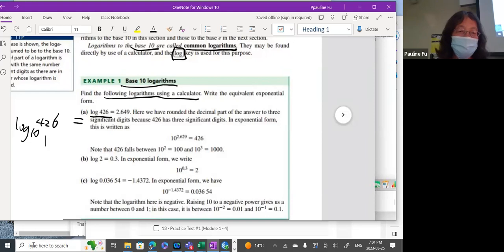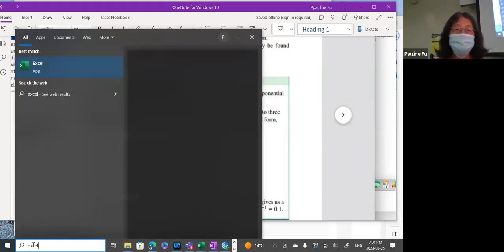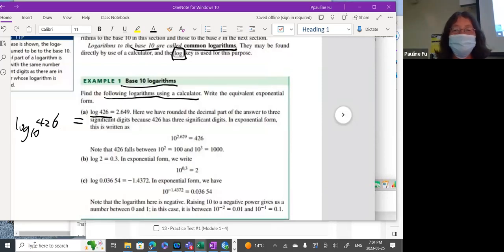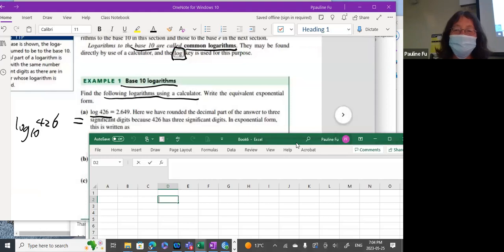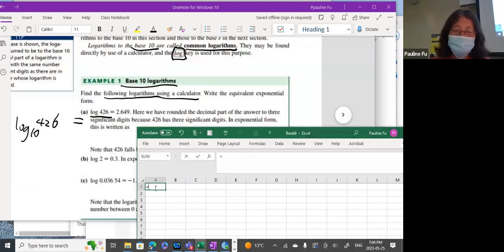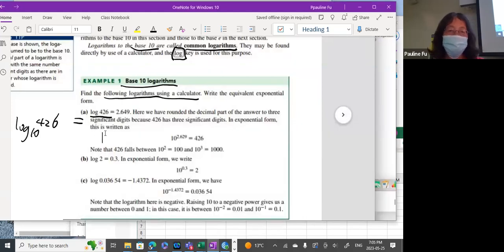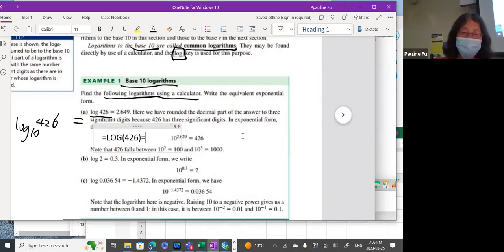So you can use a calculator. I will just use Excel. Type equal LOG and then bracket 426. So I got 2.649. I just copy it here. This is in Excel. You type in LOG bracket 426 and you will get 2.649.